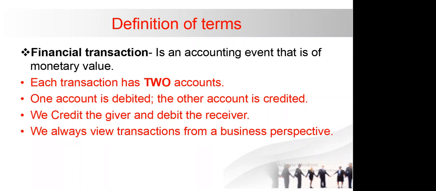Then number two, one account of those two is debited, and the other is credited. And whom do we credit? We credit the giver and debit the receiver. This is the golden rule of accounting. We credit the giver and debit the receiver.